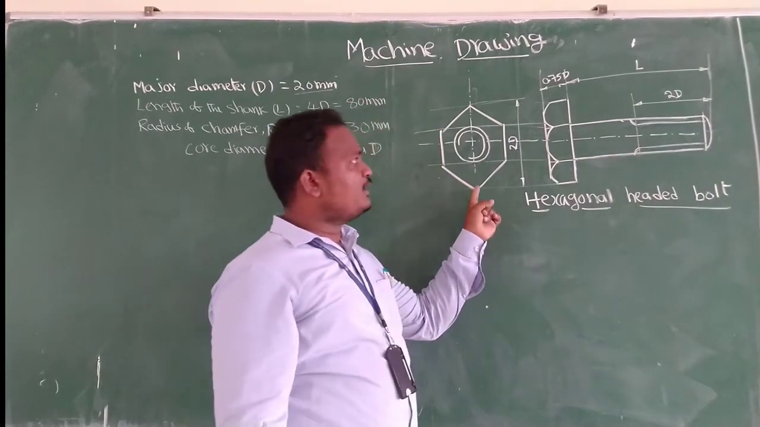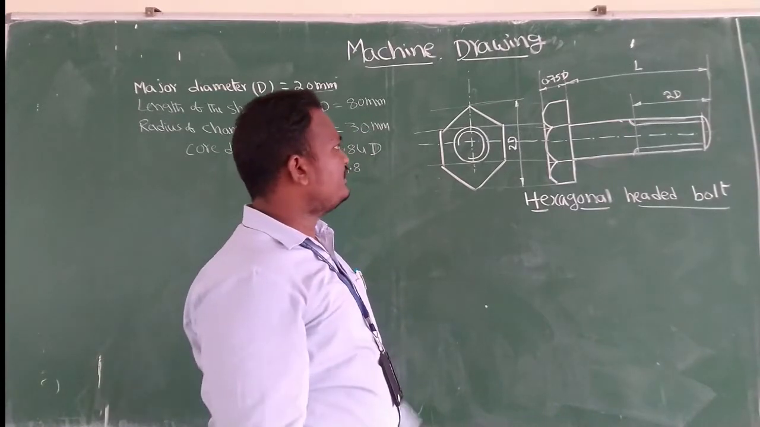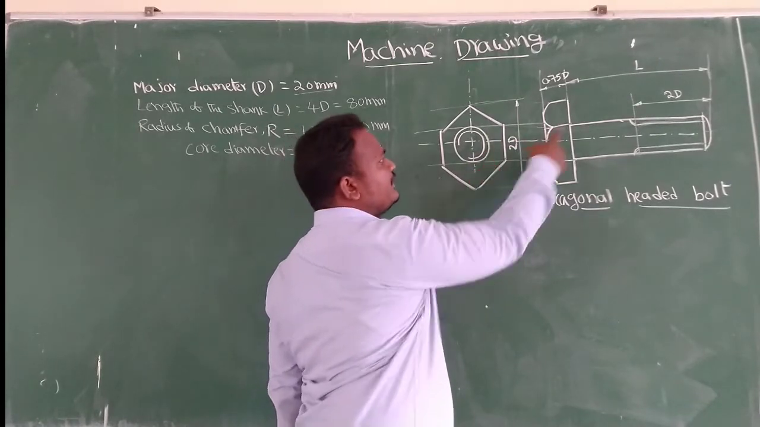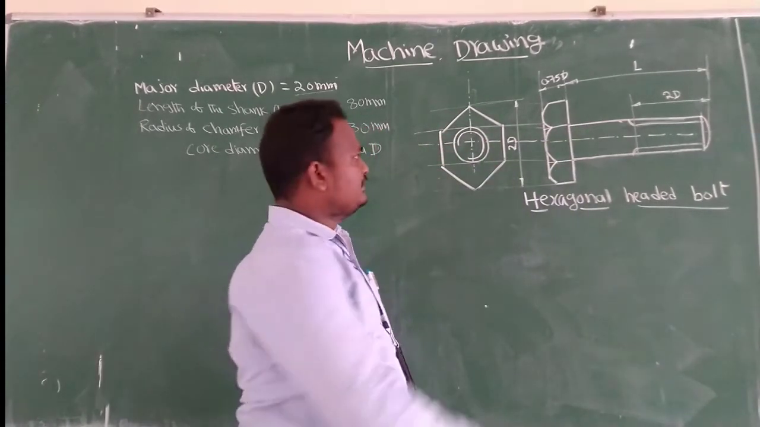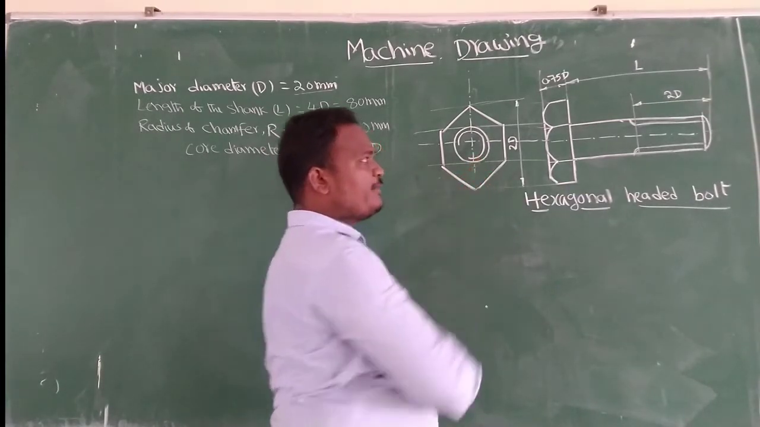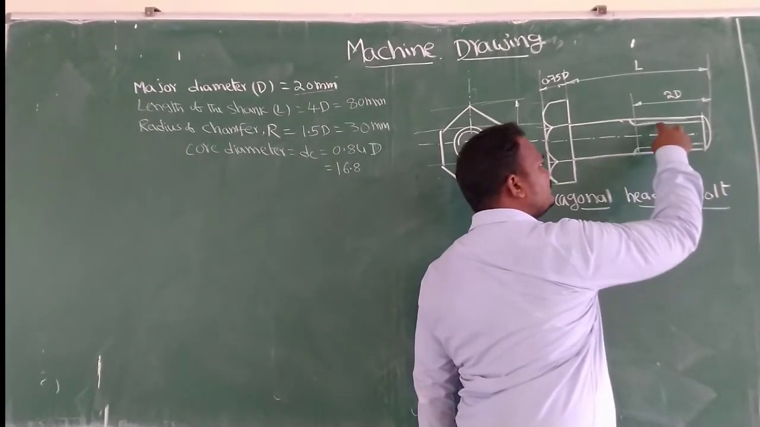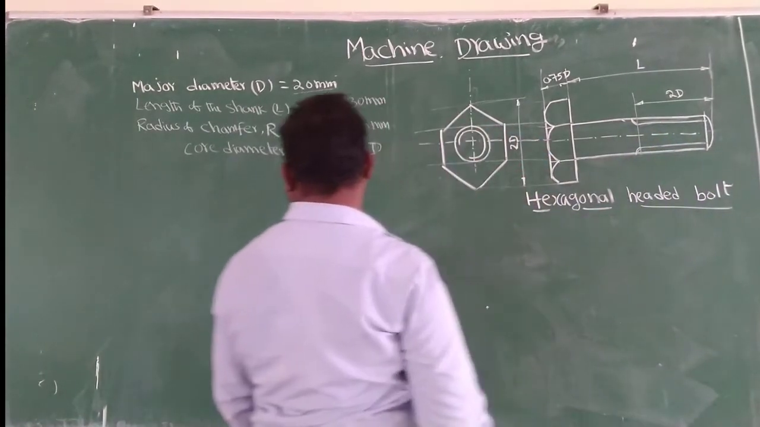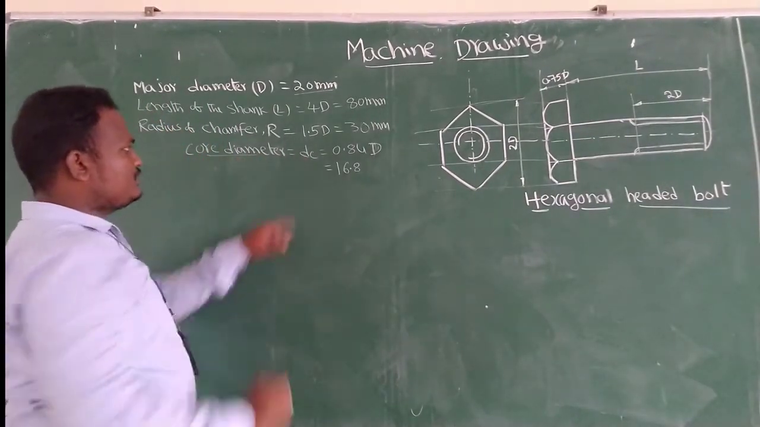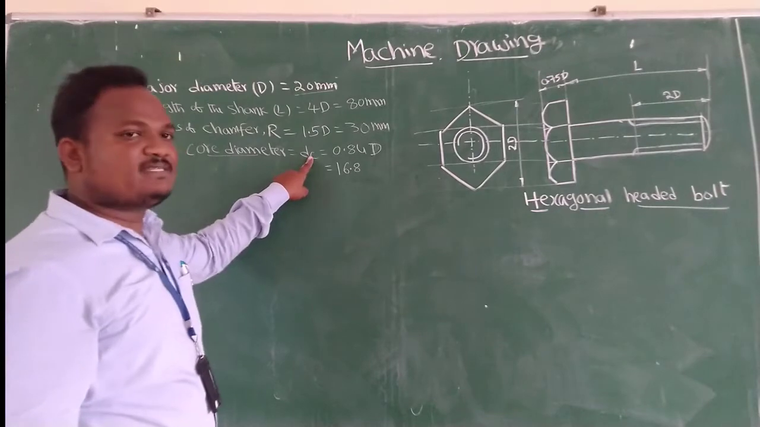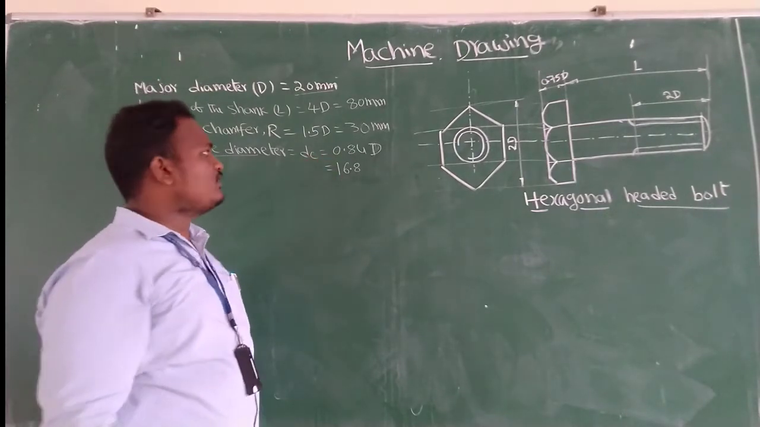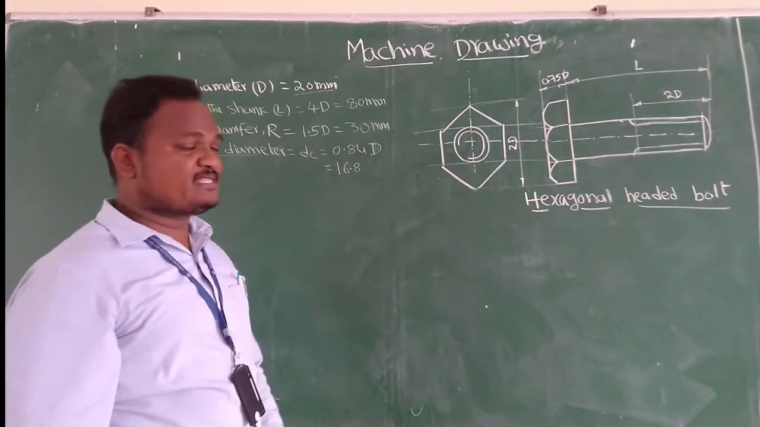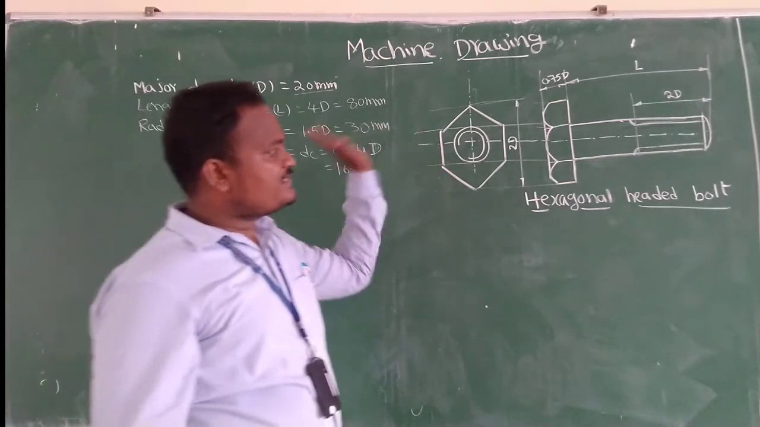This is the side view of the hexagonal headed bolt. This height is 2D. This is the diameter of the bolt, the nominal diameter, and this is the core diameter. For the core diameter we have a standard formula, DC equals 0.84 into D. It comes to around 16.8, so roughly I am going to take 17 mm. So this is the hexagonal headed bolt.